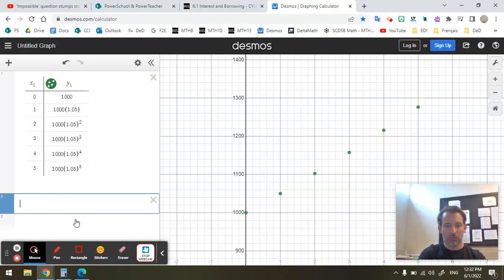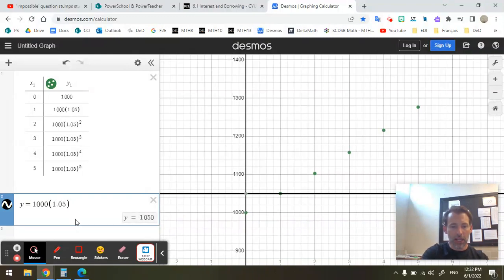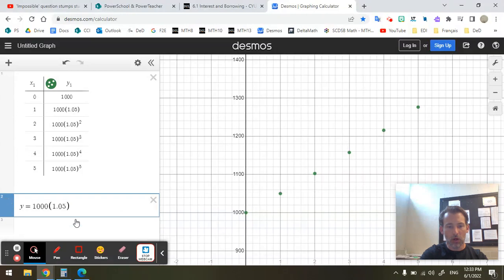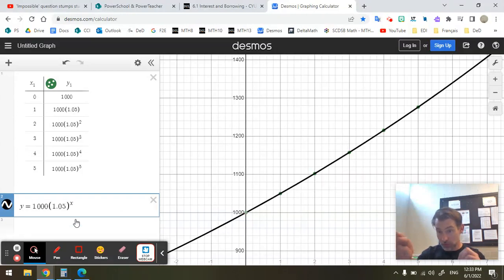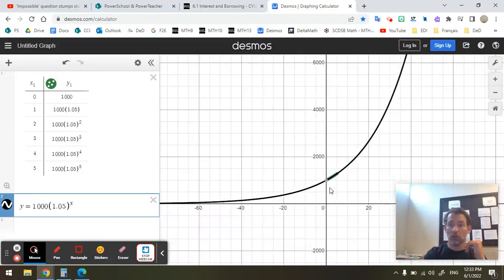And so what we have is this equation. Y is equal to the initial amount multiplied by 1.05 raised to the power x. See how it goes straight through all those? Still looks like a line, doesn't it? But if you can see the little bit of curviness, that's great. Let me zoom out and you'll see more curviness. See how curvy that is?